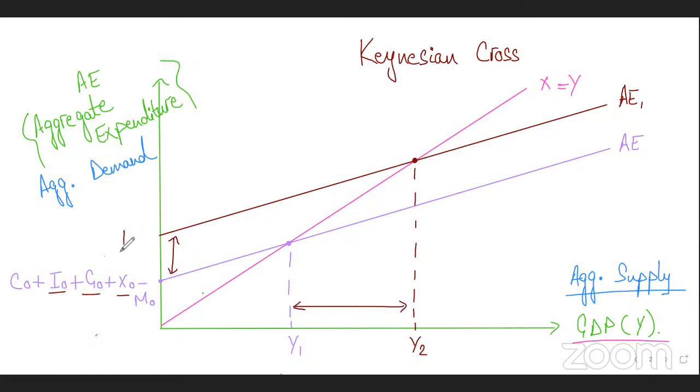Let's say your investment increases from I naught to this higher level of investment. Then for this much increase in injection, the increase in the country's GDP was equal to this much. So this is your change in GDP. Is it making sense? Okay. And this is what the multiplier effect is.